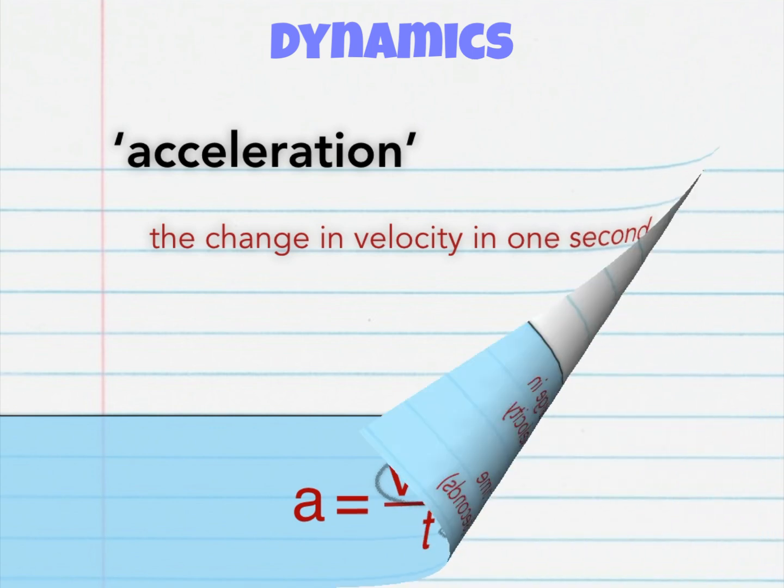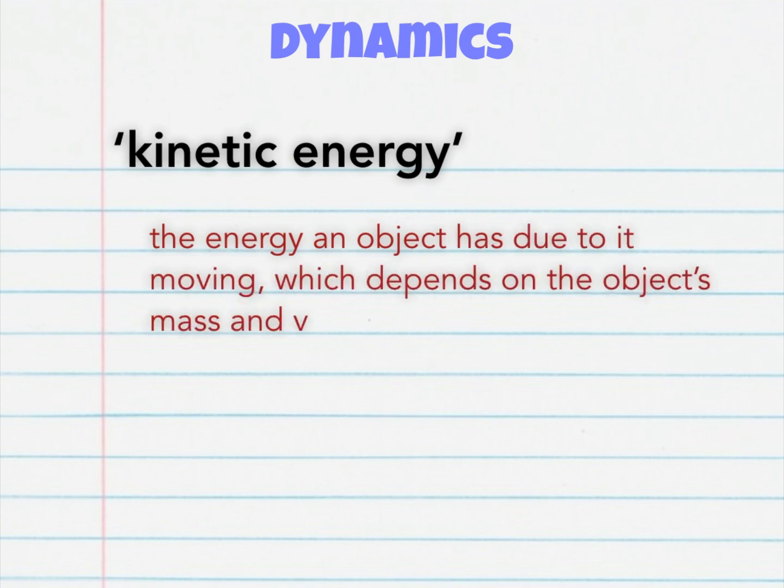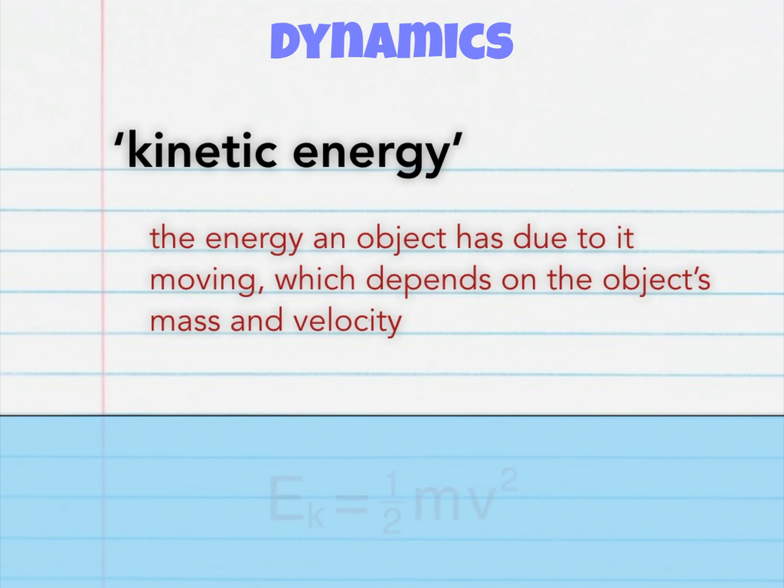Kinetic energy. The energy an object has due to it moving, which depends on the object's mass and velocity. And of course, this is the equation which allows us to calculate kinetic energy.